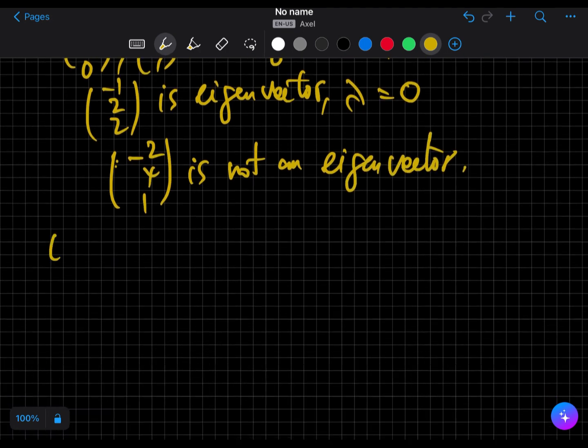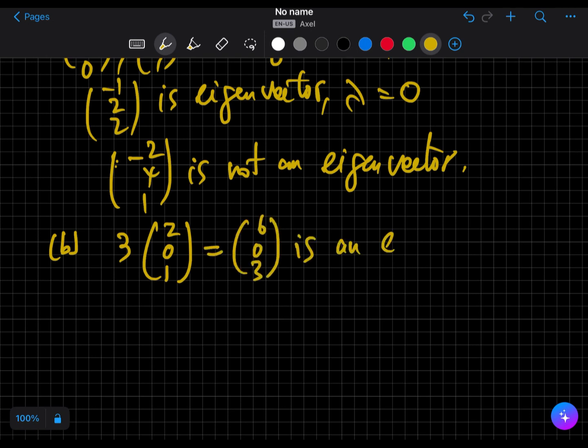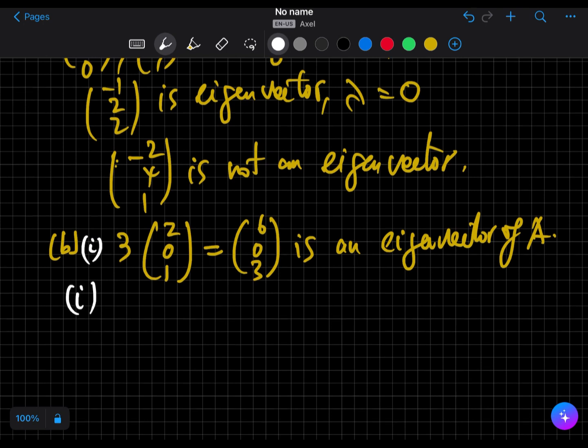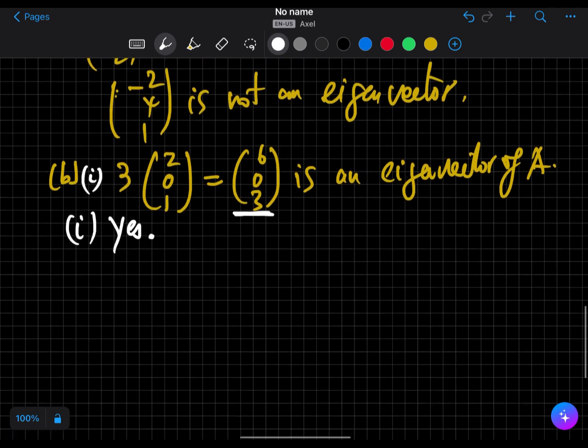Okay, so the next question is B. Decide if (3, 2, 1, 0) equal to (6, 0, 3) is an eigenvector of A. So how will you approach such a question? Now, we obviously see that it's true, right? It's yes. This is an eigenvector of A.